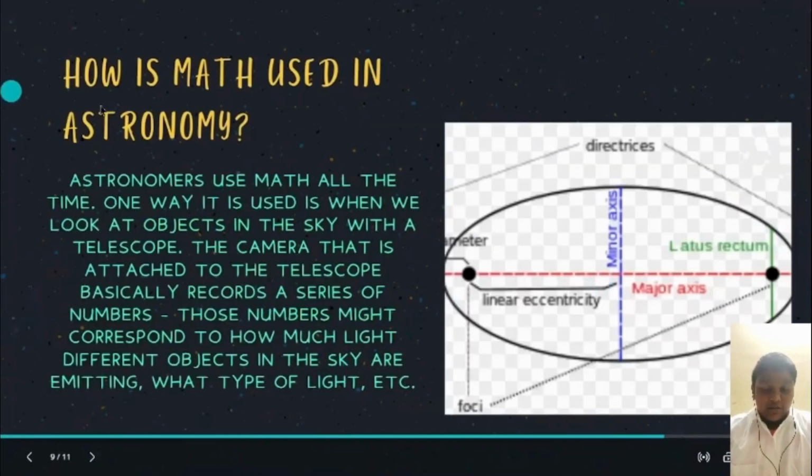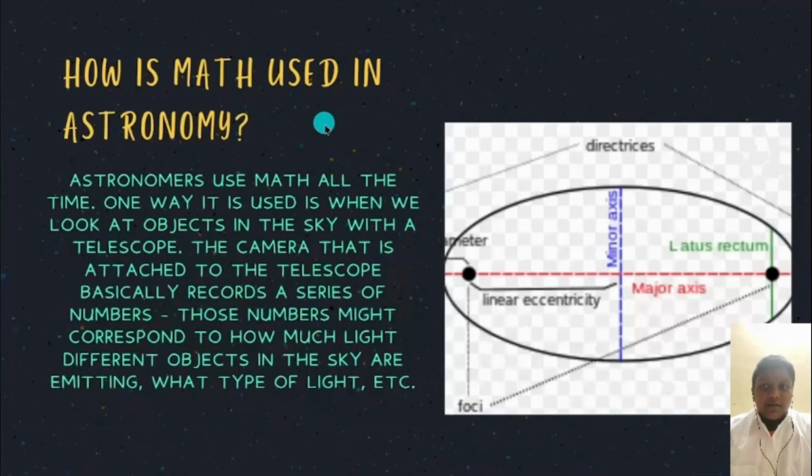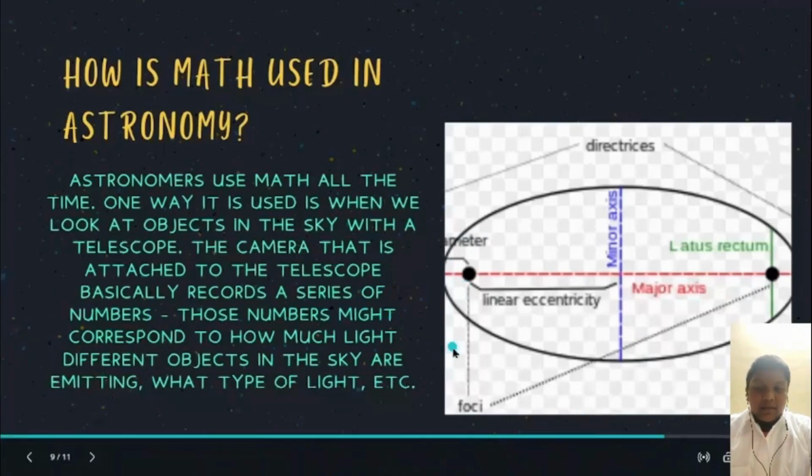How is math used in astronomy? Astronomers use math all the time. One way is when we look at an object in the sky with a telescope. The camera that is attached to the telescope basically records a series of numbers. Those numbers may correspond to how much light is coming from different places in the sky, or the type of light being emitted, etc.